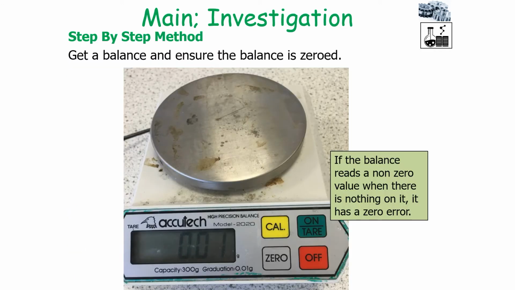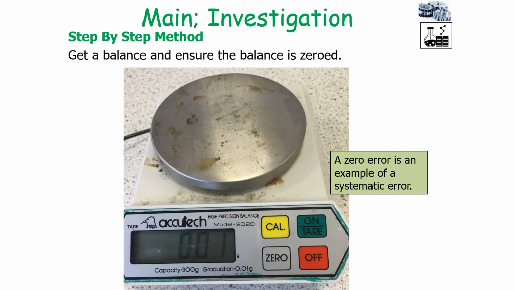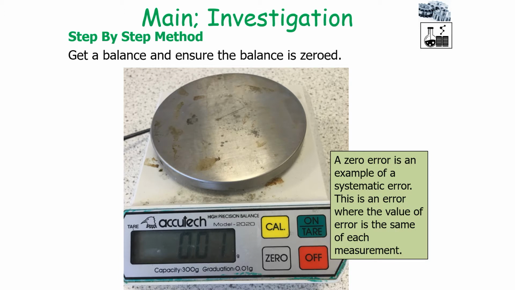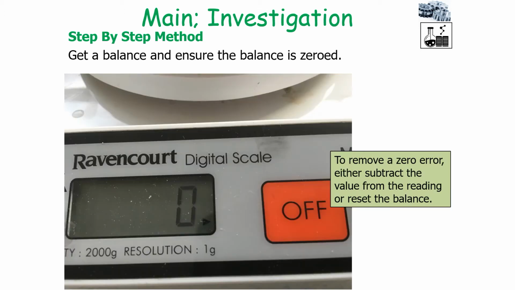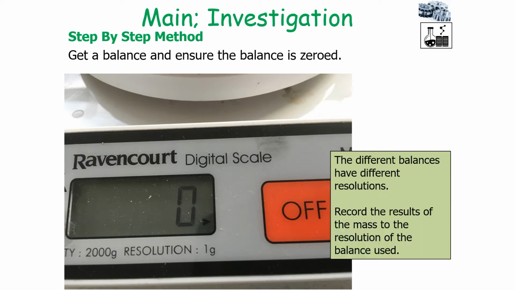So you get a balance and ensure the balance is zeroed. If the balance reads a non-zero value and there's nothing on it, it has a zero error. So a zero error is an example of a systematic error, which is an error of the same value in each measurement. So to remove your zero error, like we said before, you either subtract your value from the reading or reset the balance. Now remember, you always record your results to the resolution of the balance used.